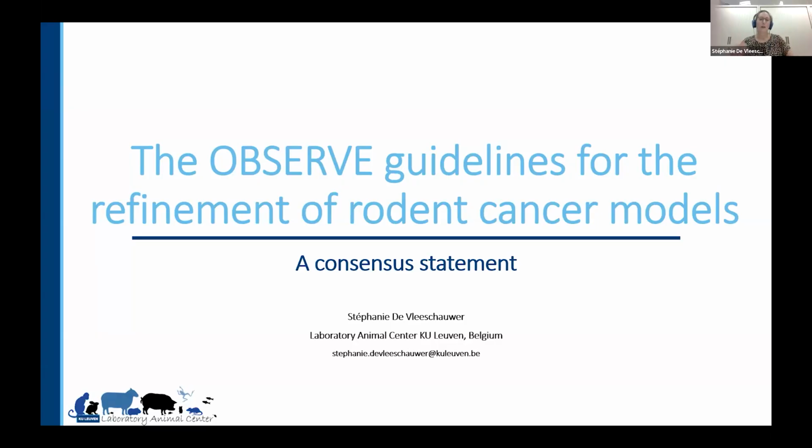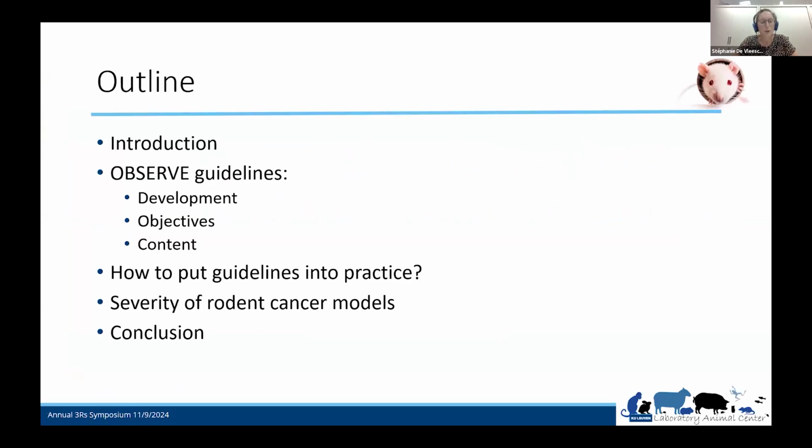So good morning, everybody. First of all, I would like to thank the organization for having me and presenting the OBSERVED guidelines, which are guidelines for the refinement of rodent cancer models. I'll first start with an introduction, and then I'll explain a bit more about the OBSERVED guidelines, how they were developed, which objectives we aimed for, and some of the content. And then I'll show you also how to put these guidelines into practice. I'll also talk a bit more about severity of rodent cancer model and end up, of course, with a conclusion.